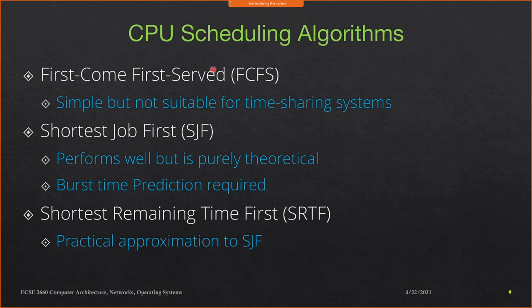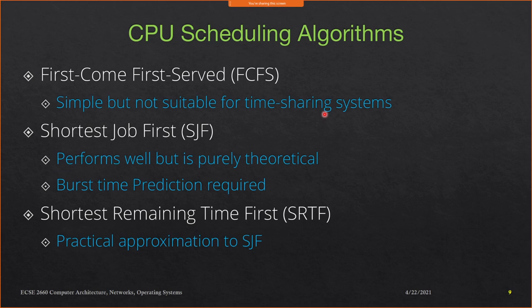So if you come into the ready queue first, you will get the CPU's attention first. The scheduler dispatcher will assign the CPU to the process that is newer. So first come, you get served first. So it sounds very simple, but it has a lot of problems. And it's especially not suitable for time sharing systems.